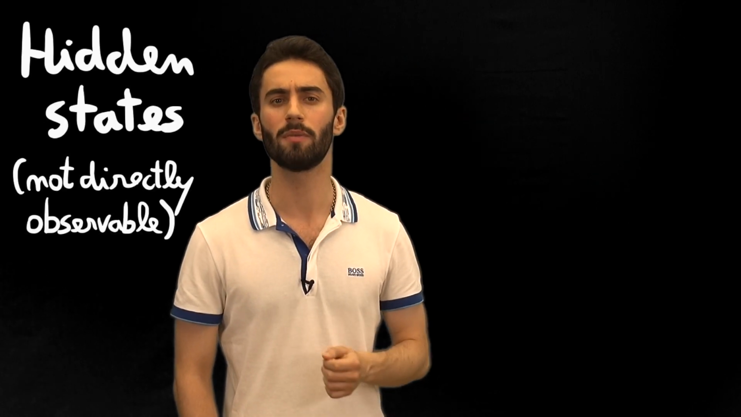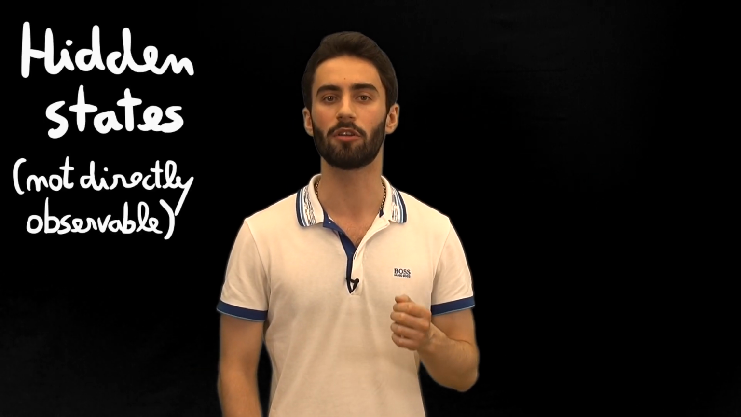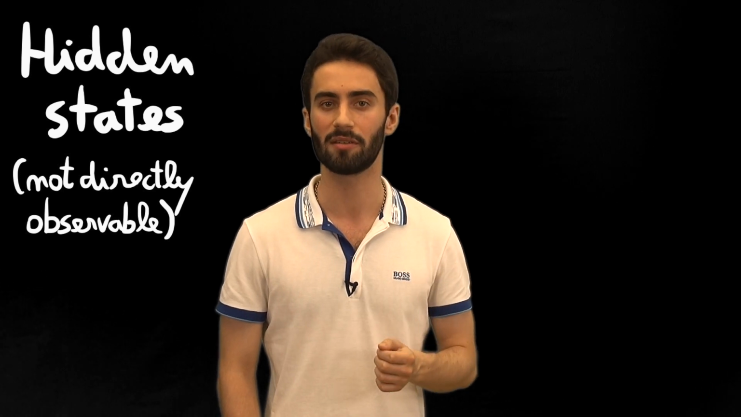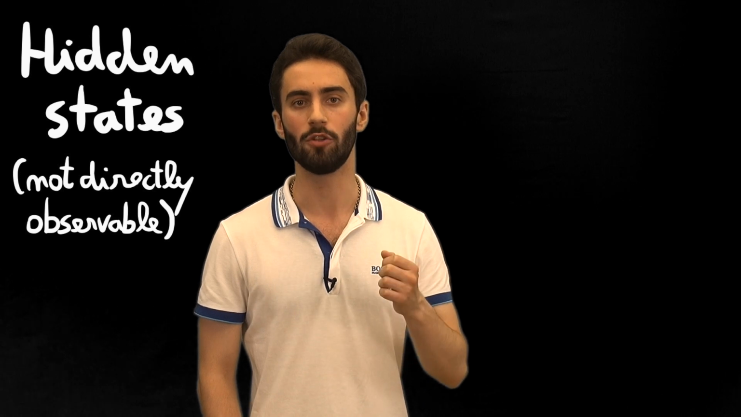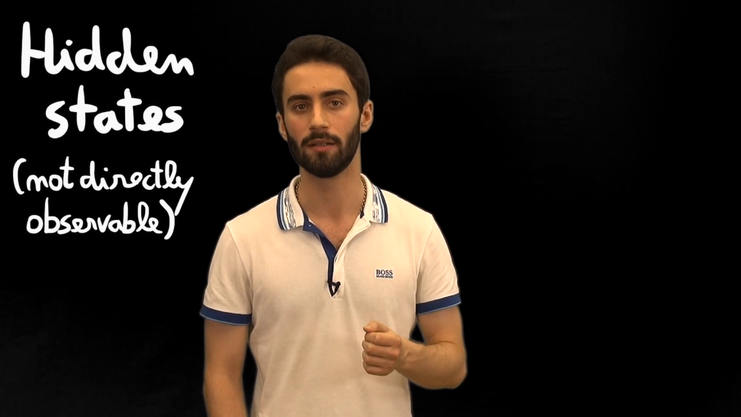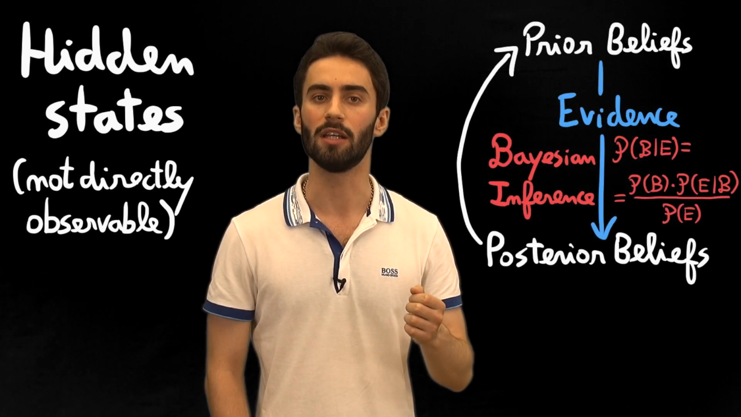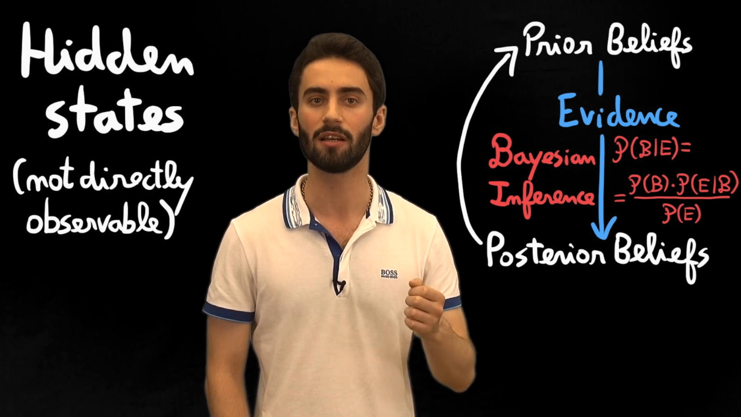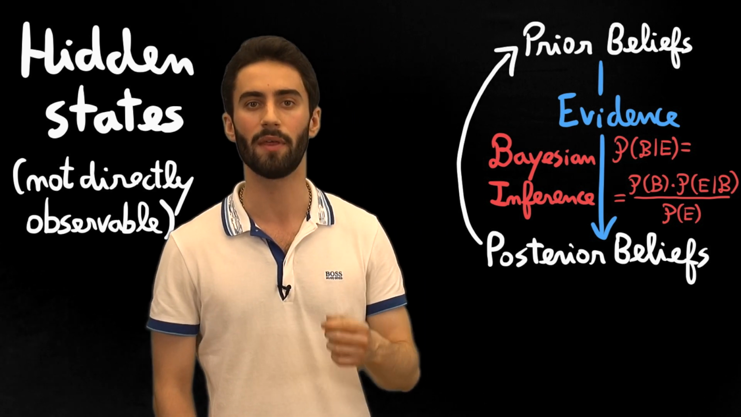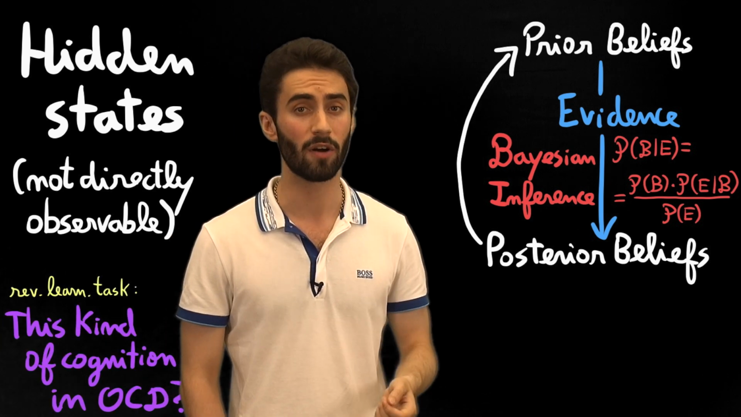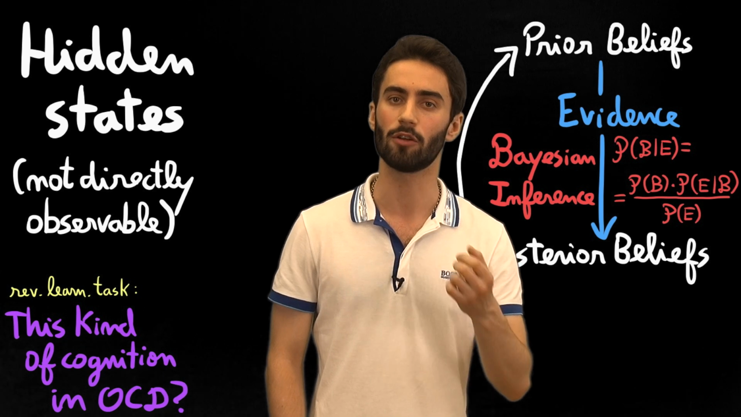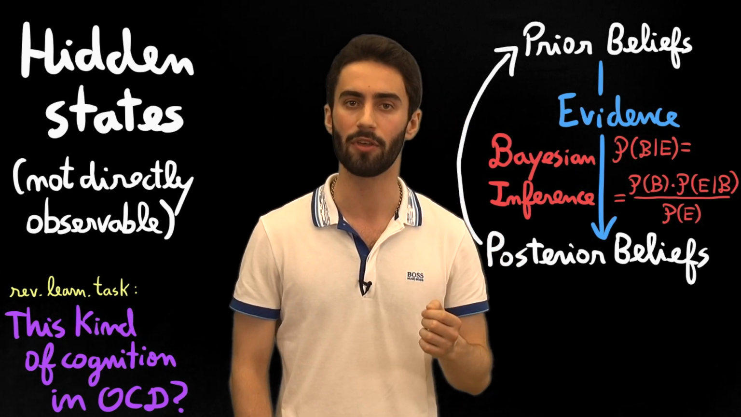Lastly, reinforcement learning can be extended by considering not only observable states, but also hidden ones, not directly observable, but useful to describe the world better. These are inferred imperfectly using Bayesian statistics in a cyclical process where prior beliefs are updated by evidence to form posterior beliefs. In the reversal learning task, one might test if this kind of cognition is more patent in healthy individuals.